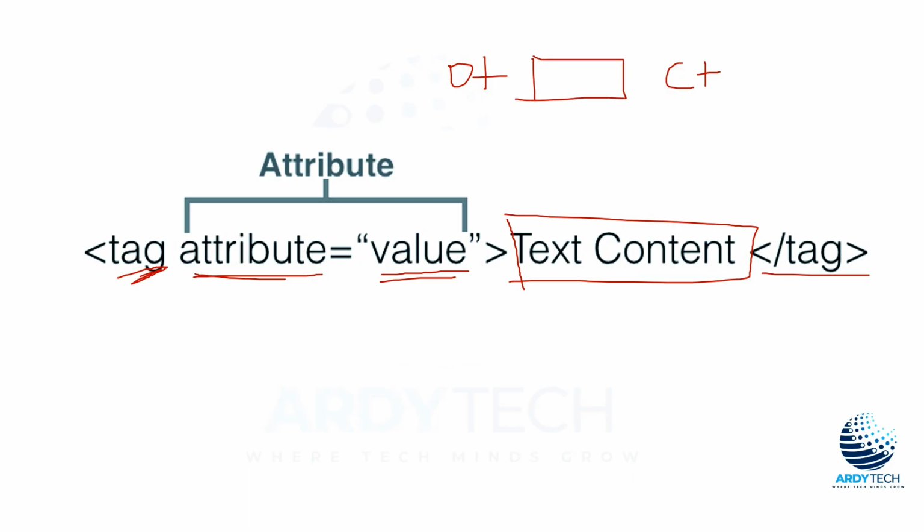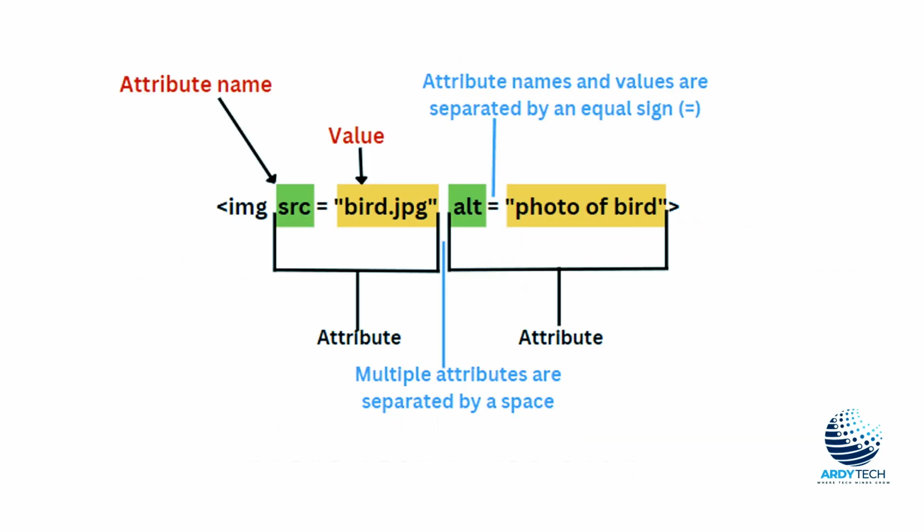Now, let's look at an example here. This is an image tag. So now we have what we call here source. The source here is the attribute name. Of course, if we are using the image tag, we must give a path to an image.